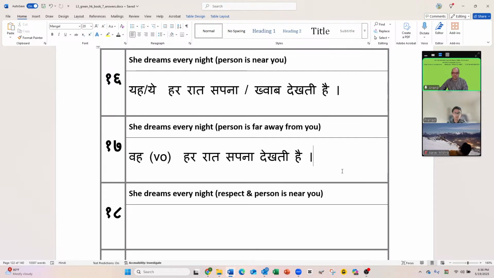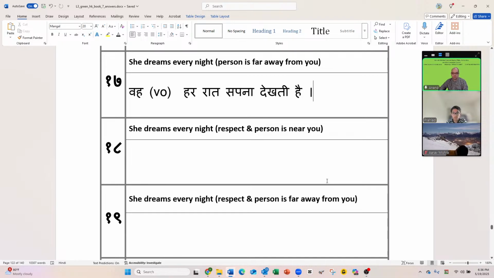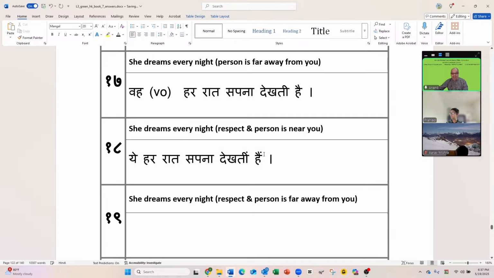Let me know when you are done writing. Okay. Next sentence, Prahlad. She dreams every night. This time you are going to give respect to the person and the person is near you. ये हर रात सपना देखती है. Okay. No, it will be ये हर रात सपना देखती हैं.